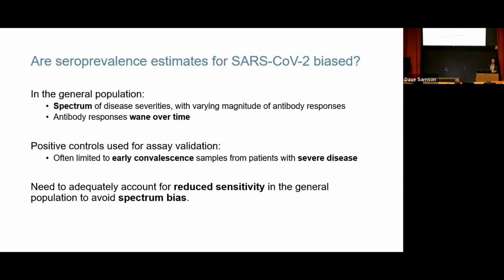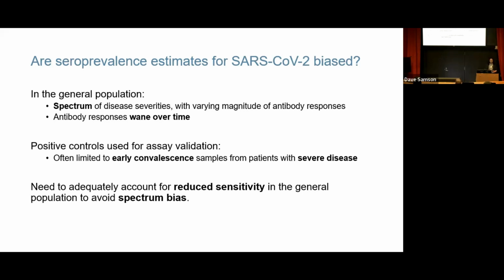But one of the things that we spent a lot of time thinking about when I was a postdoc at UCSF is whether seroprevalence estimates for SARS-CoV-2 could be biased, and this is the thinking. In the general population, which is what we often want our serosurveys to be representative of, there's a spectrum of disease severity. So we expect those individuals to have had varying magnitudes of antibody responses. Individuals who had more severe SARS-CoV-2 likely have had higher antibody responses than individuals who had mild or asymptomatic infection. And then there's also this issue of time, where antibody responses typically wane over time since infection.